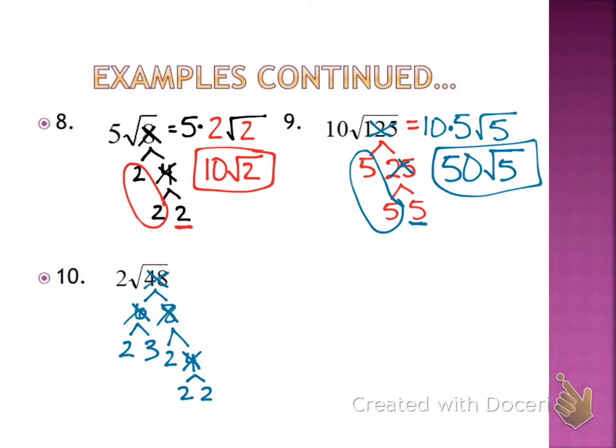What do I have a pair of? How many pairs of 2 do I have? 2. I have a pair here, and even though this pair is split up, there's still a pair there. They don't have to be right next to each other to be considered a pair.